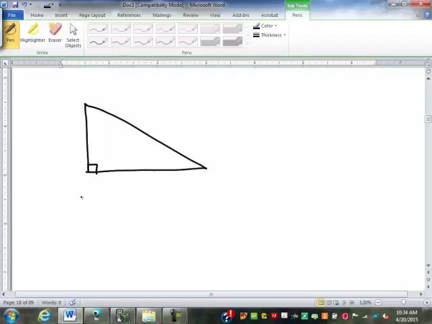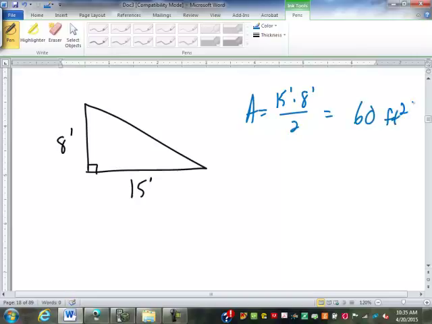If I wanted to find the area of a triangle, of course, a right triangle is the easiest one to find the area of. Let's say I've got a triangle that's 15 feet by 8 feet. How do I find its area? You got it. Base times height divided by 2. Because you're going to go 60 square feet.